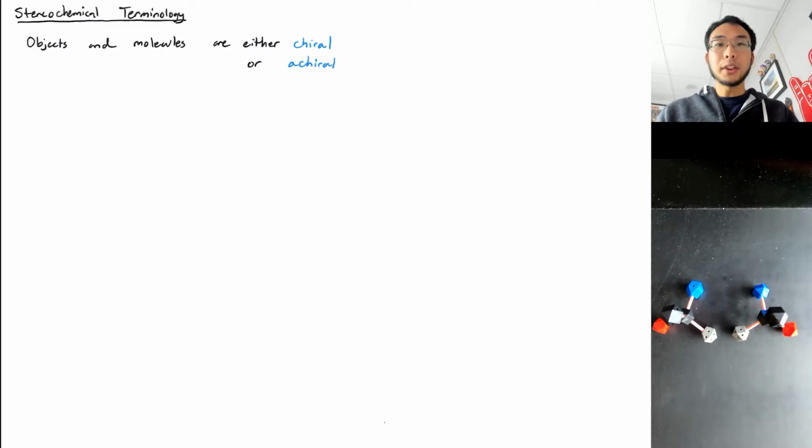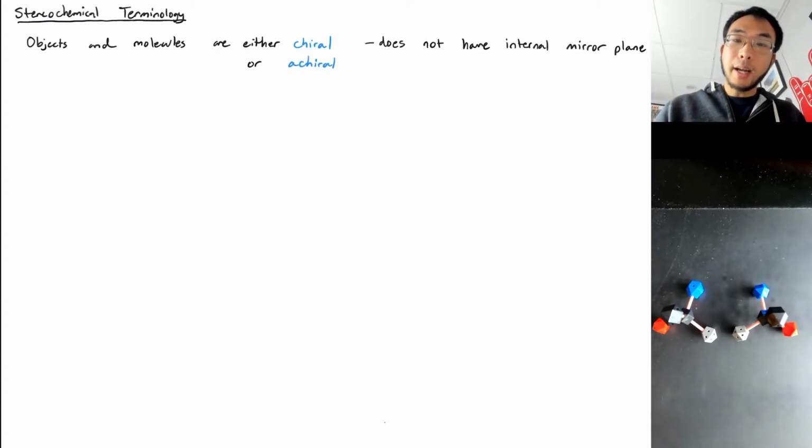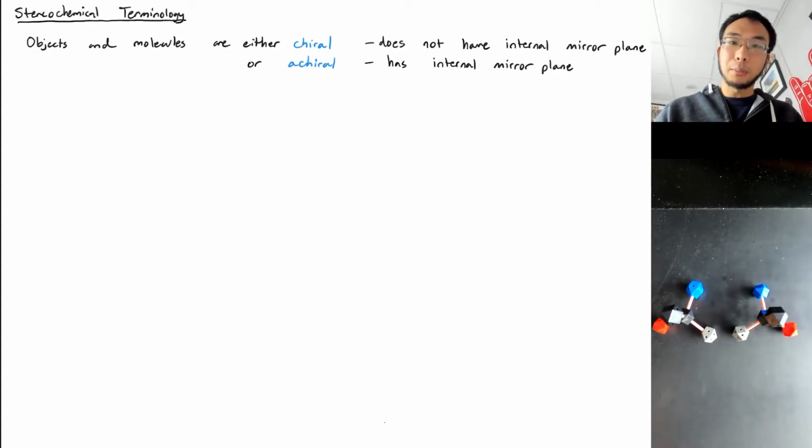So a first idea is that objects and molecules are going to be either chiral or achiral. And so the definition of these terms chiral and achiral are as follows. A chiral object does not have an internal mirror plane, while an achiral object has an internal mirror plane. So I think it's helpful to look at some examples.